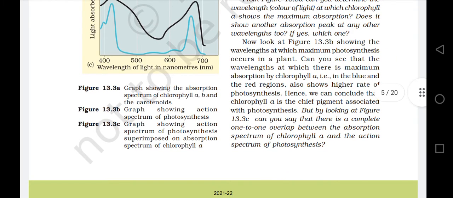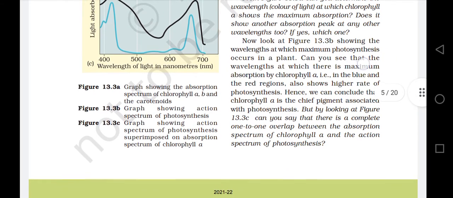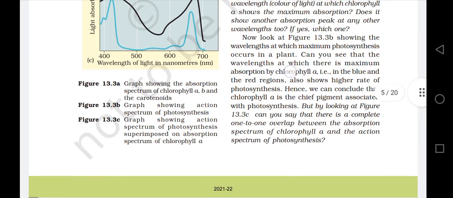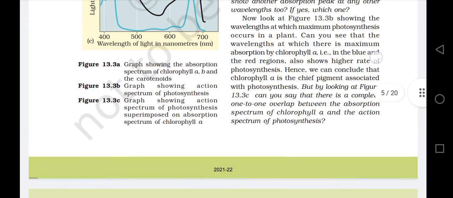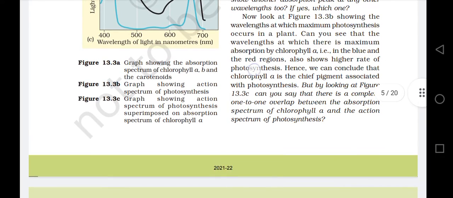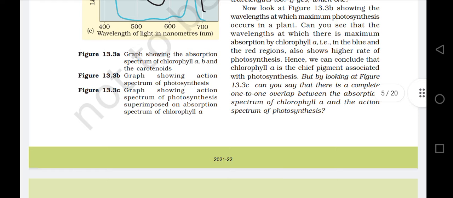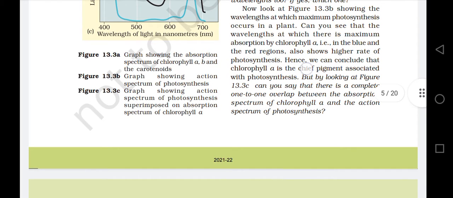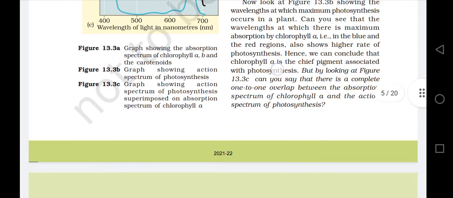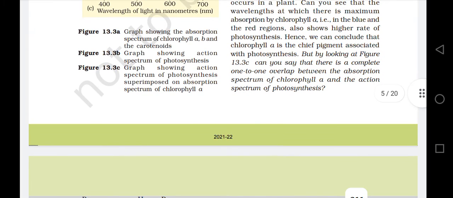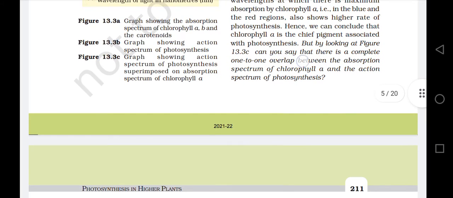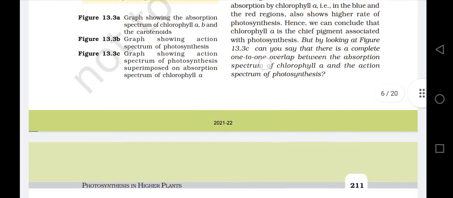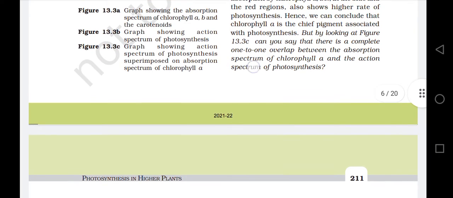Can you see that the wavelengths at which there is maximum absorption by chlorophyll A, that is in the blue and the red regions, also show a higher rate of photosynthesis? Hence we can conclude that chlorophyll A is the chief pigment associated with photosynthesis. But by looking at figure 13.3c, can you say that there is a complete one-to-one overlap between the absorption spectrum of chlorophyll A and the action spectrum of photosynthesis?